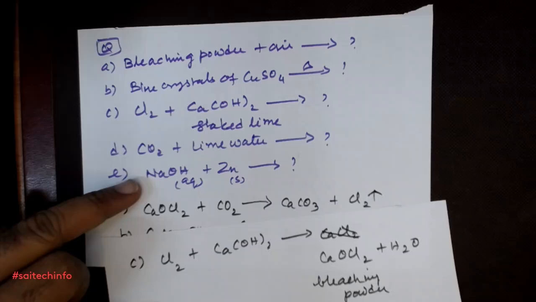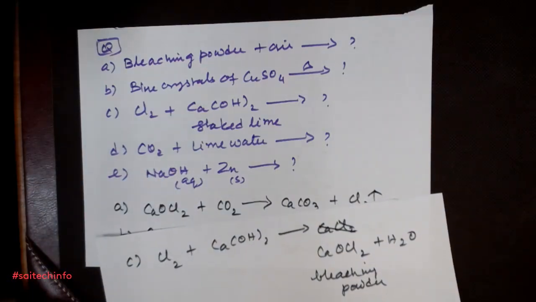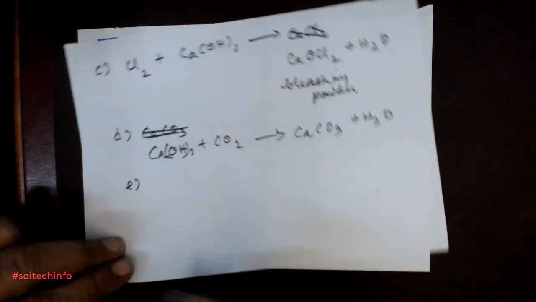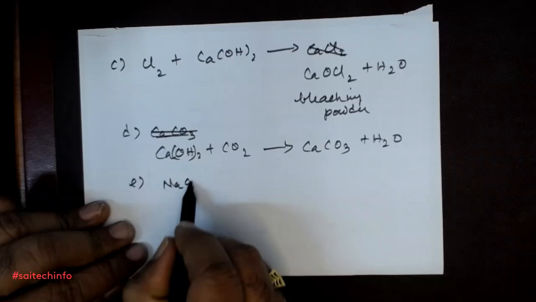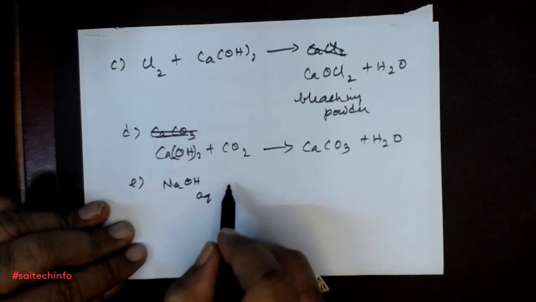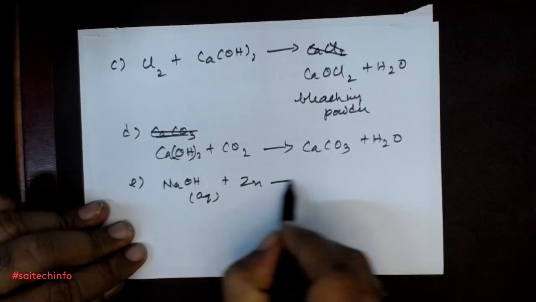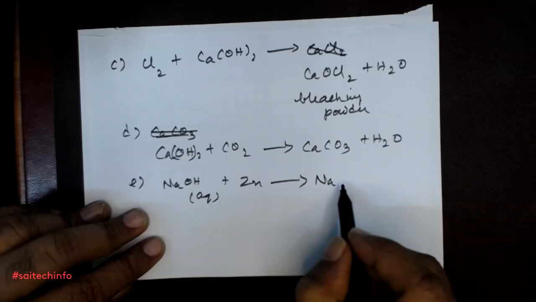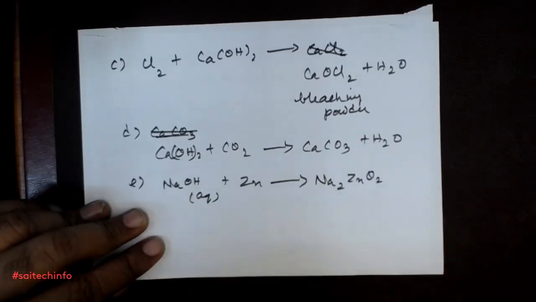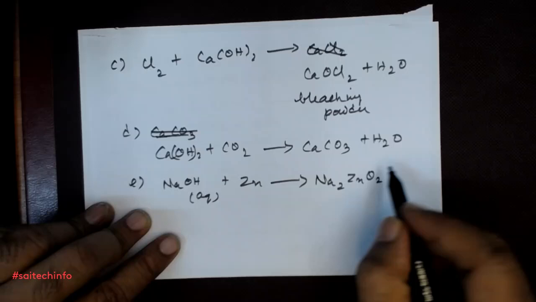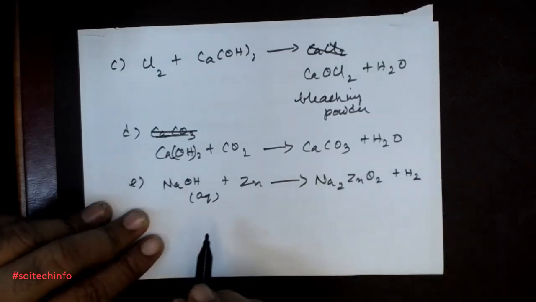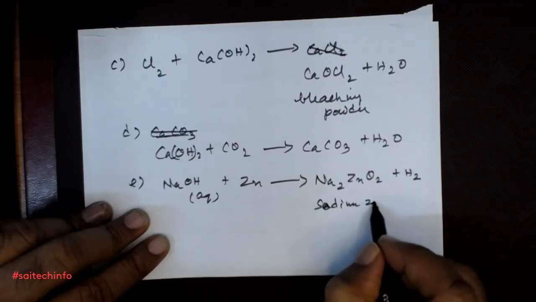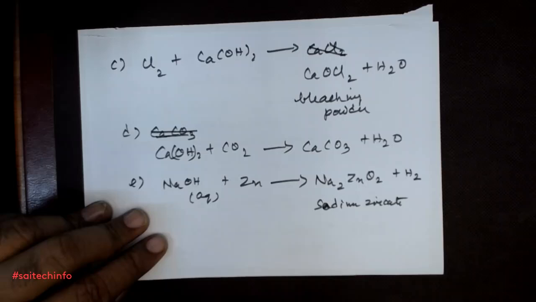Fourth one, sodium hydroxide reacts with zinc. NaOH aqueous solution reacts with zinc to form sodium zincate, Na2ZnO2, with the removal of hydrogen. This is called sodium zincate. Okay.